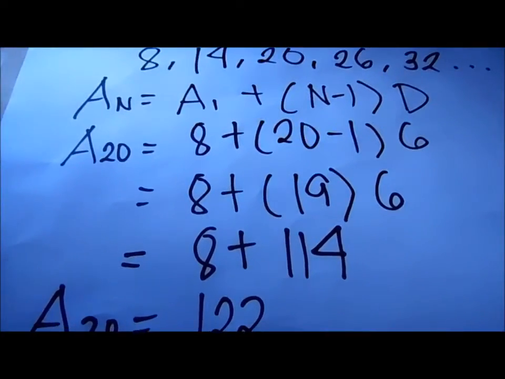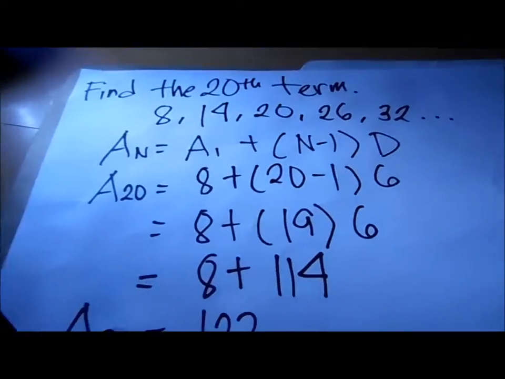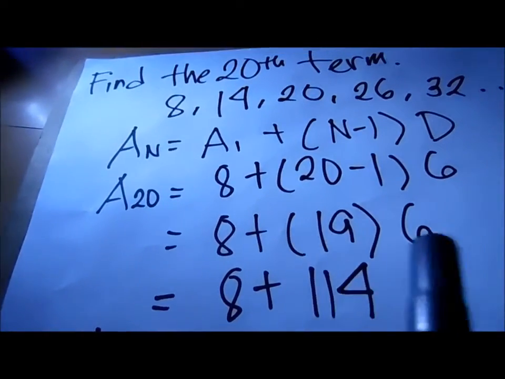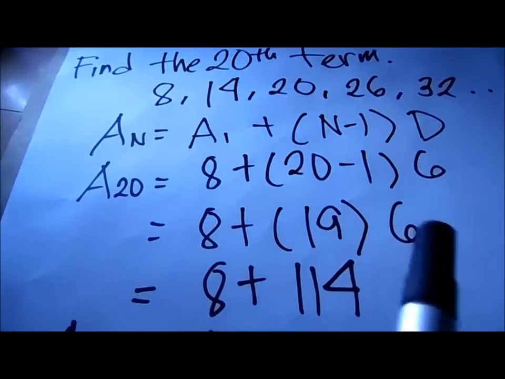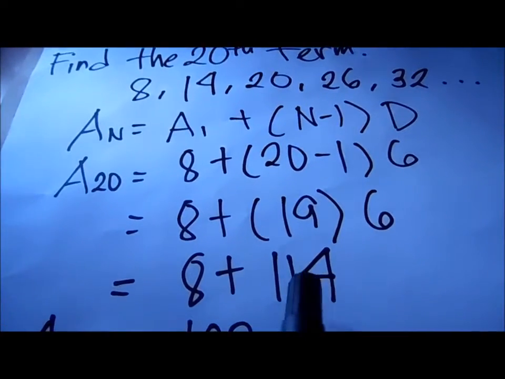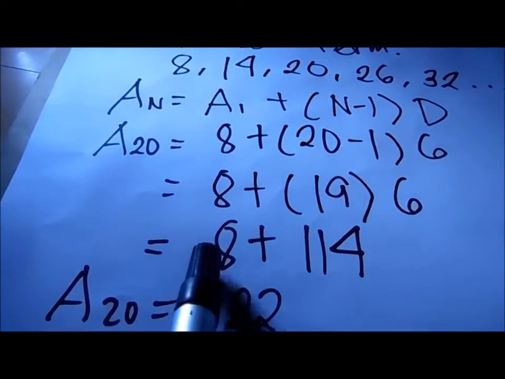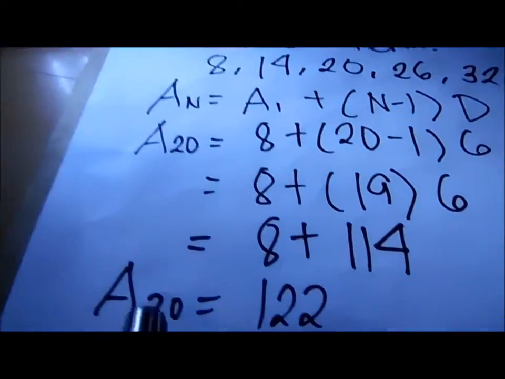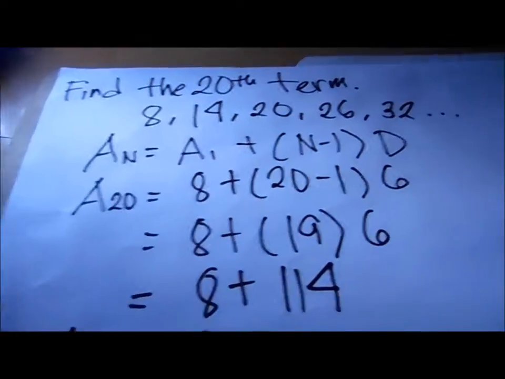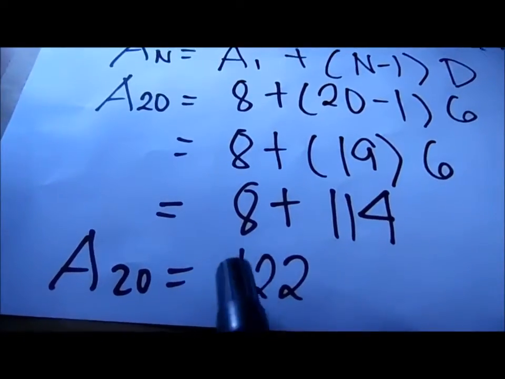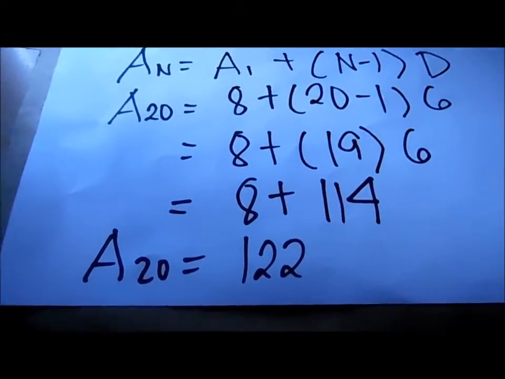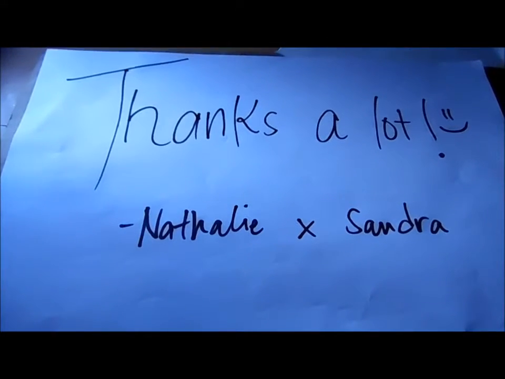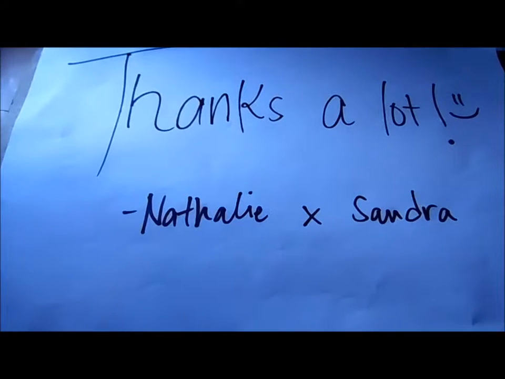So same thing really. You're gonna subtract 20 and 1, and that leaves you with 19, and afterwards you're gonna multiply that by 6, which leaves you with an answer of 114, and then you're gonna add that to 8, and we can say that the 20th term is 122. So the 20th term of this arithmetic sequence is 122.